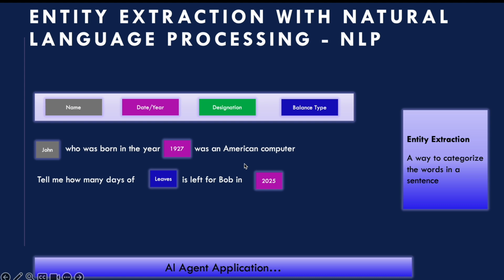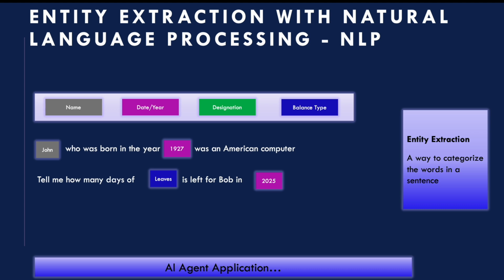So if you feed this sentence into any NLP system, then it can tell me that John is a name, and 1927 in this case is a year, and the leaves here is a balance type, and 2025 again is a year. So that is what the entity extraction systems will do using natural language processing.